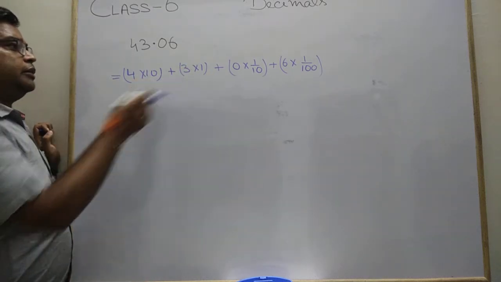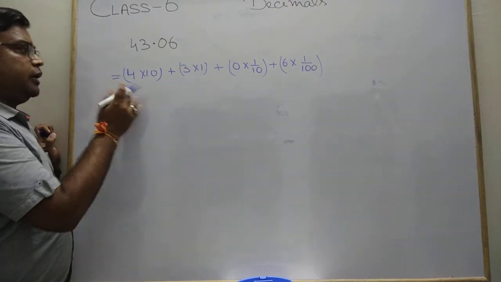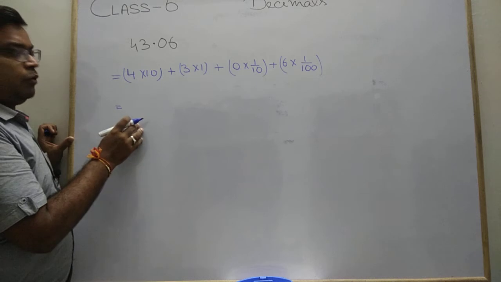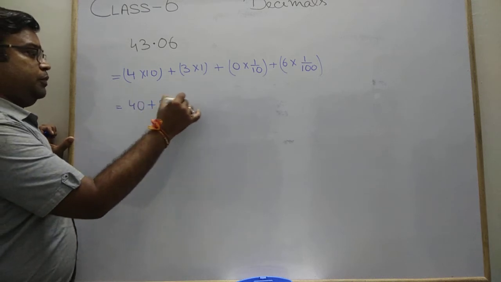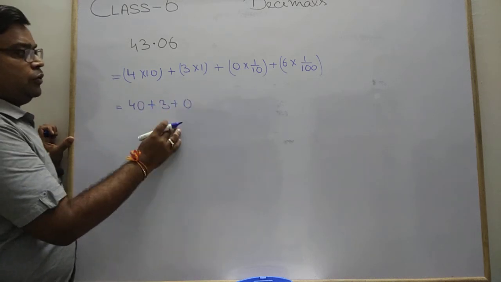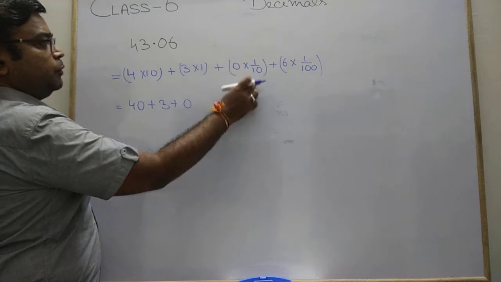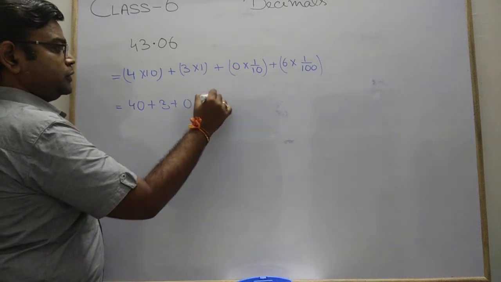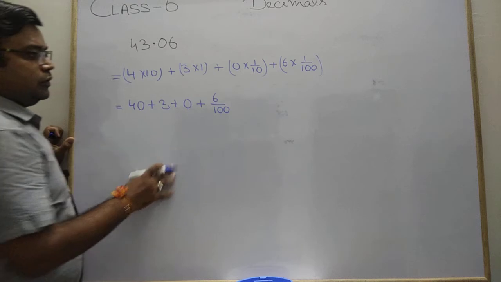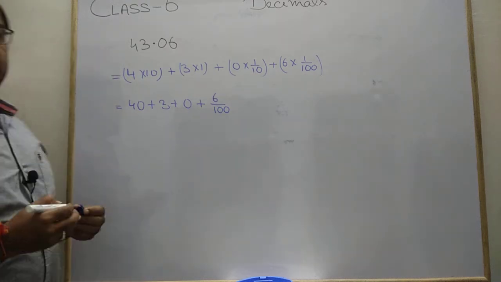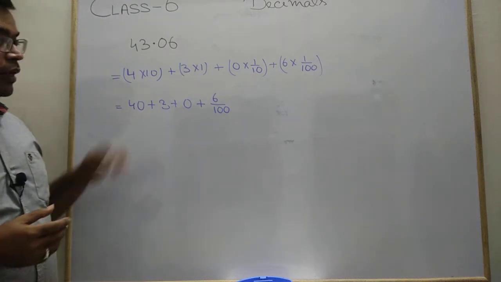You can write it like this, it's also correct, or you can arrange it properly: 40 plus 3 plus 0 upon 10, which is 0, plus 6 upon 100. Clear? So likewise you can expand a decimal number. This is your first part.